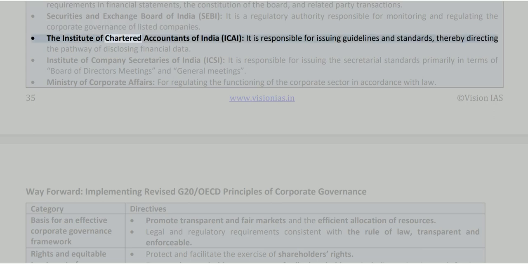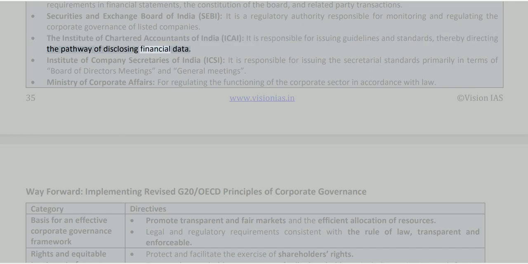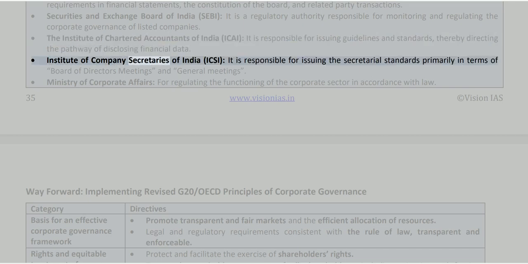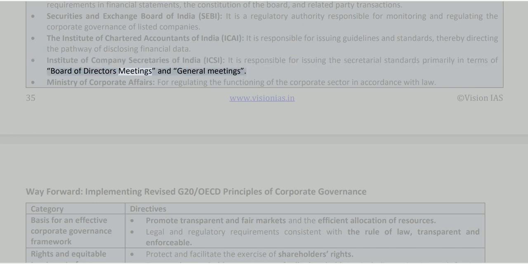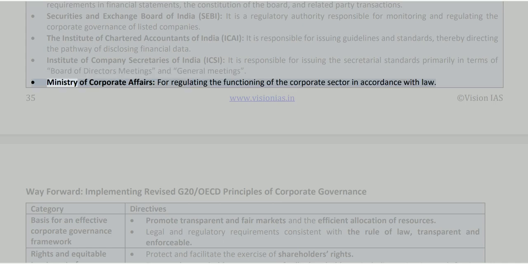The Institute of Chartered Accountants of India, ICAI. It is responsible for issuing guidelines and standards, thereby directing the pathway of disclosing financial data. Institute of Company Secretaries of India, ICSI. It is responsible for issuing the secretarial standards primarily in terms of Board of Directors meetings and general meetings. Ministry of Corporate Affairs, for regulating the functioning of the corporate sector in accordance with law.